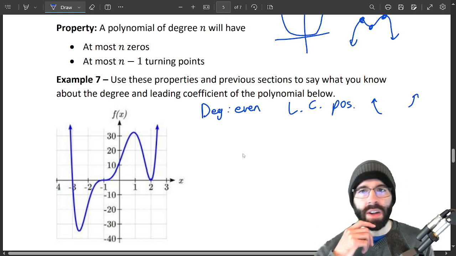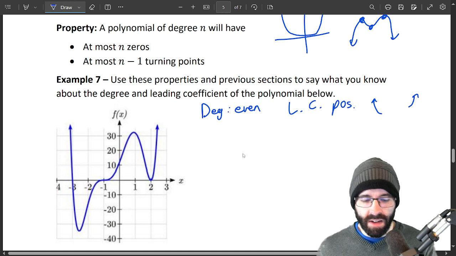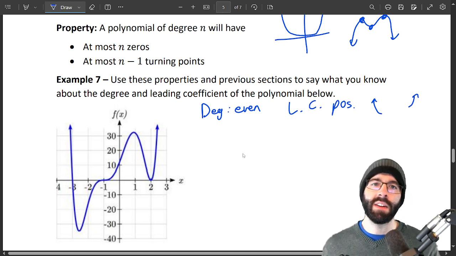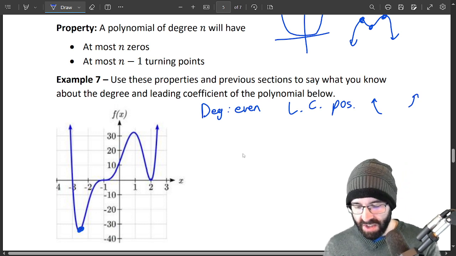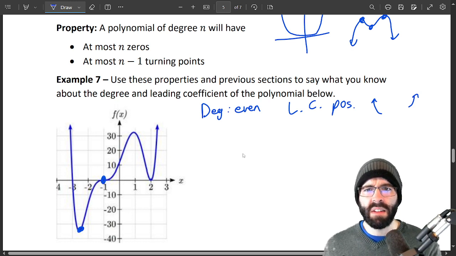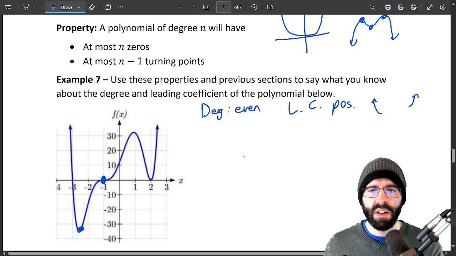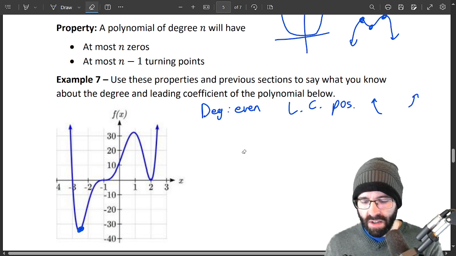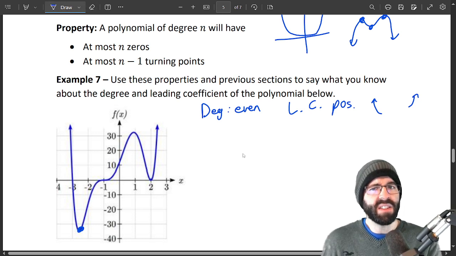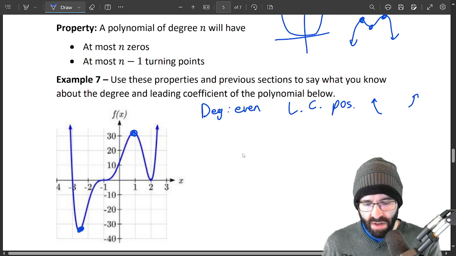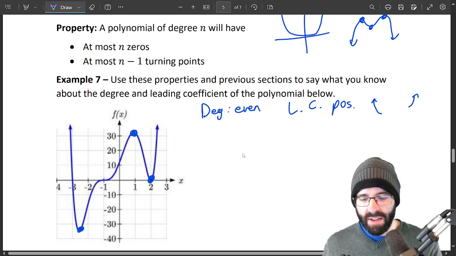So, okay, what else do we know? How can we use this property? We know it's got to be an even degree, but it can't be a quadratic. It's got too many turning points. How many turning points does it have? 1. Is this a turning point? It's curving. A turning point is where it goes from increasing to decreasing or vice versa. To the left of that point, it's increasing, and to the right of that point, it's still increasing, so that's not a turning point. This is a turning point, and this is a turning point.